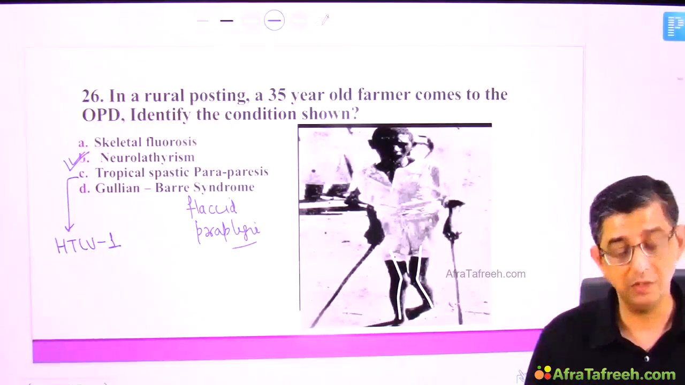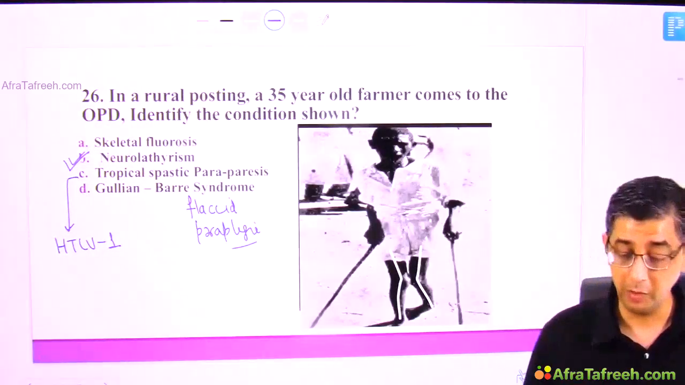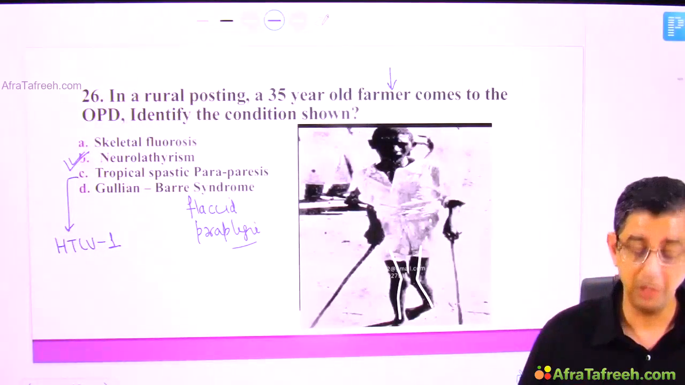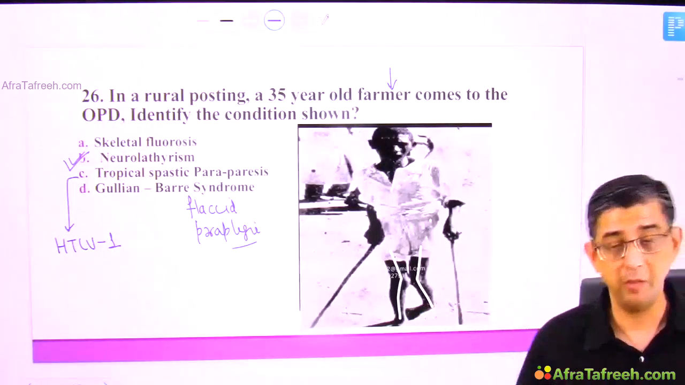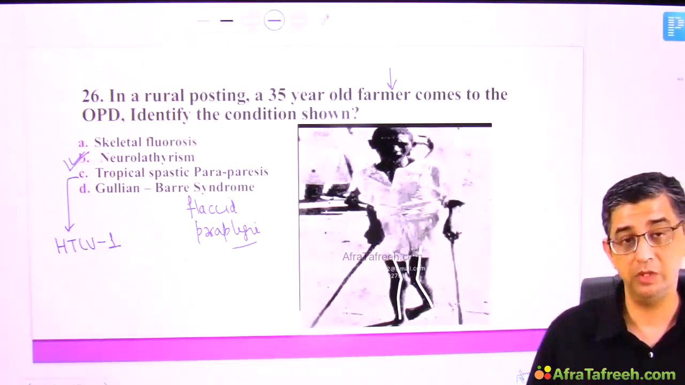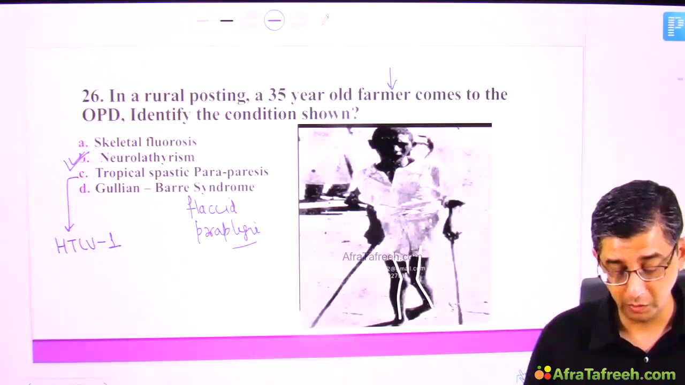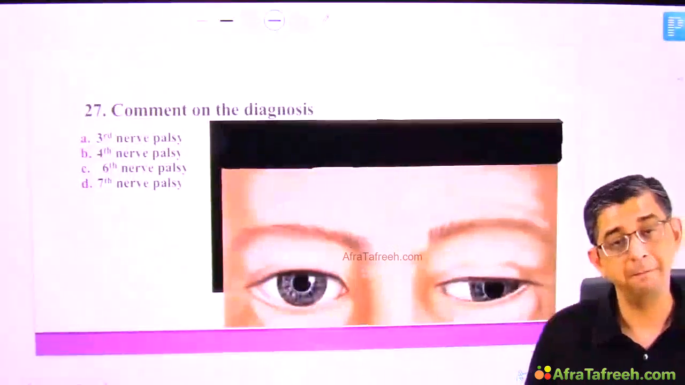So the best diagnosis for this patient, from an epidemiological perspective, is the PSM domain coming up. You're sitting at a primary health center, a farmer has come with these kinds of details, then you have to think in terms of neurolathyrism, that is food adulteration.